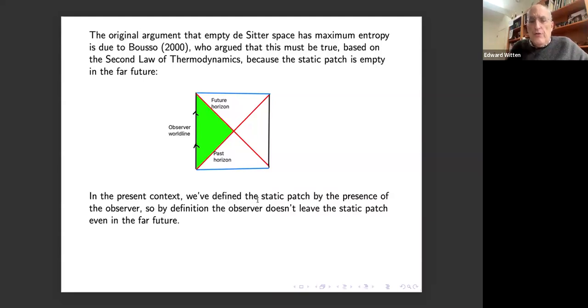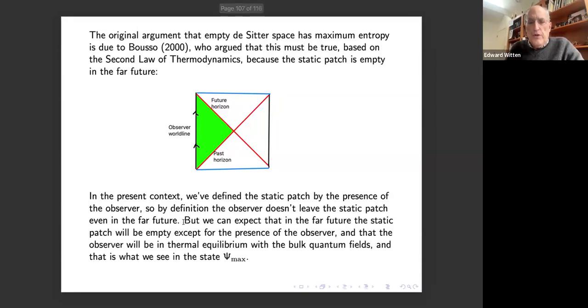Now, in our context, we've defined the static patch by the presence of the observer. So by definition, the observer doesn't leave the static patch even in the far future. But the static patch will otherwise become empty in the far future. So in the far future, the static patch will be empty except for the presence of the observer. And the observer in the far future will be in thermal equilibrium with the bulk quantum fields. So Bousso's argument adapted to the situation we are considering today with an observer present would say that the maximum entropy state would be what we've called psi max. So what we've done is to give a microscopic definition of entropy from which we can recover what was originally predicted purely on thermodynamic grounds.